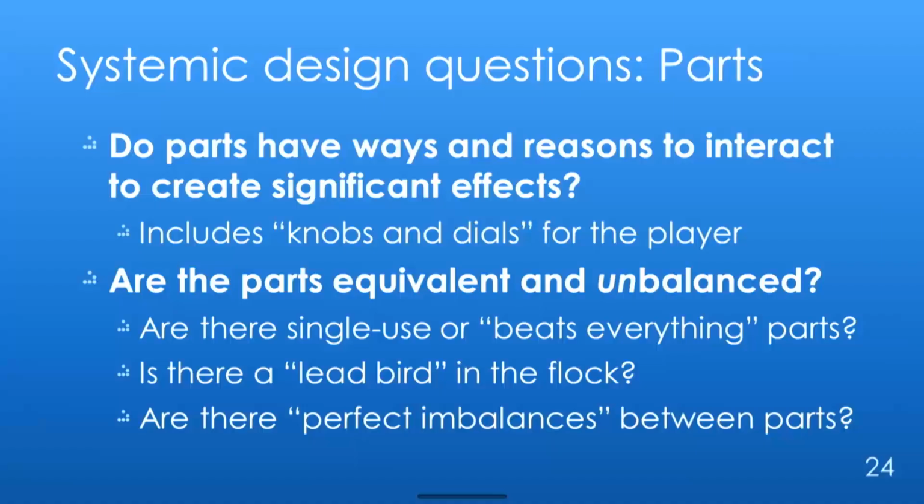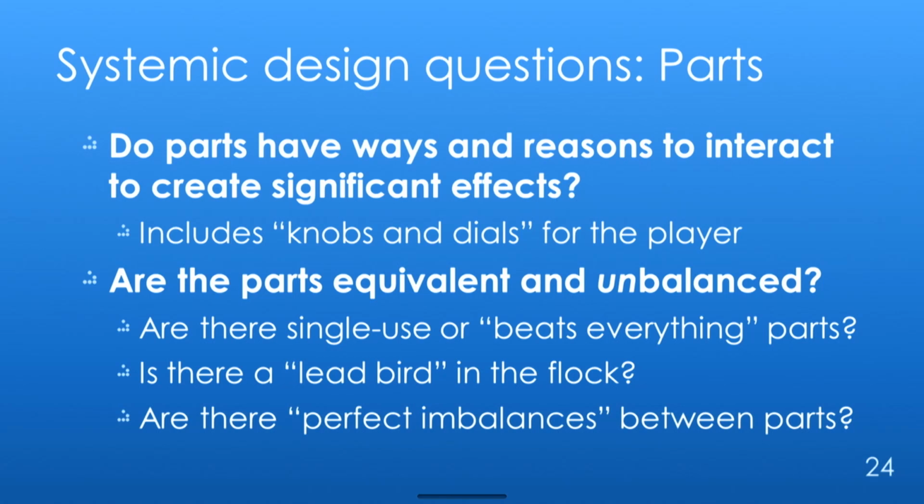And then do the parts have both methods and reasons to interact with each other to create significant effects? There's a lot of games I see where the parts are all atomistic. And like you say, these are all different forms of attacks. Okay, do they interact with each other at all? Do they help the players interact with each other at all? No, they all just do damage. That's a very reductionist, very atomistic approach, and doesn't give you the interactions between things that you need. And this does include, by the way, the knobs and dials for the user interface. How does the player interact with your game?